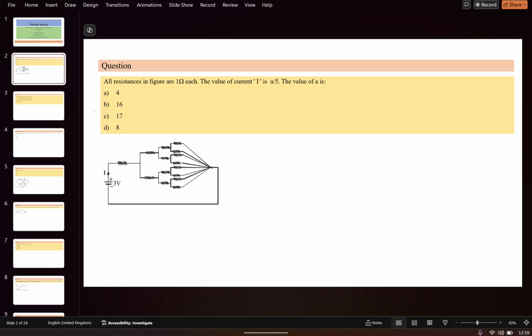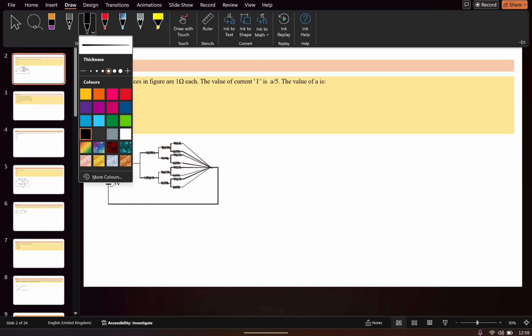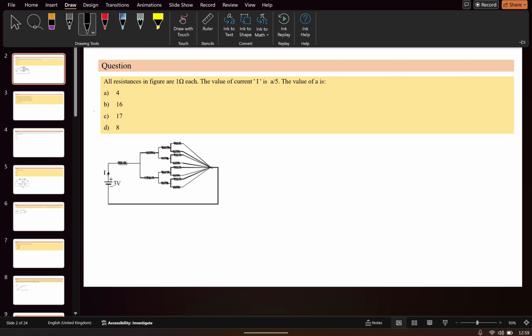Okay, let me give the solution for this question, and I hope you are trying this question by yourself. If you see in this question, there are different resistances which are connected in parallel in series fashion. So this is a kind of question related to series and parallel combinations.